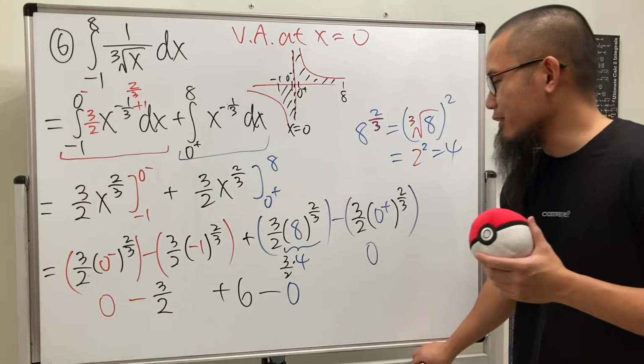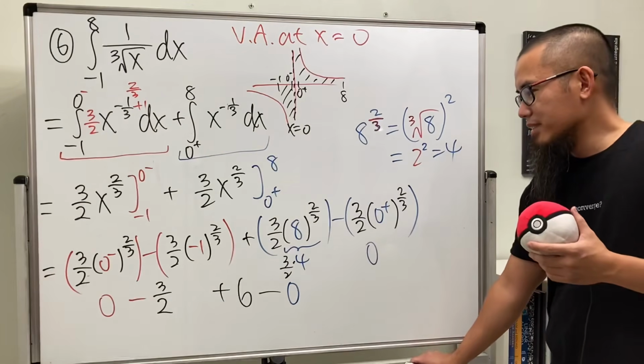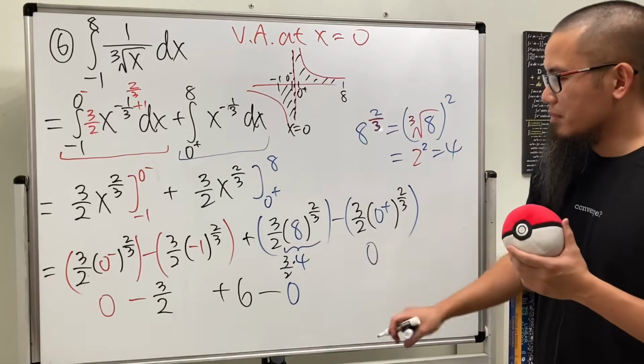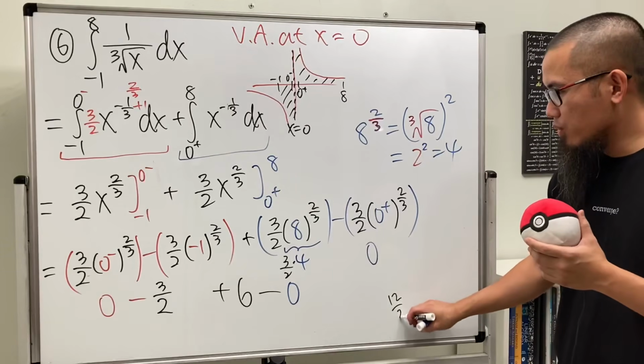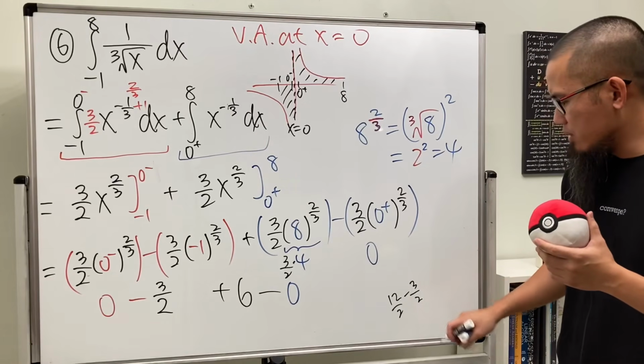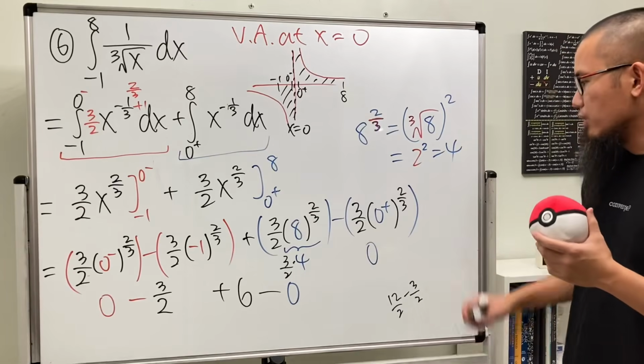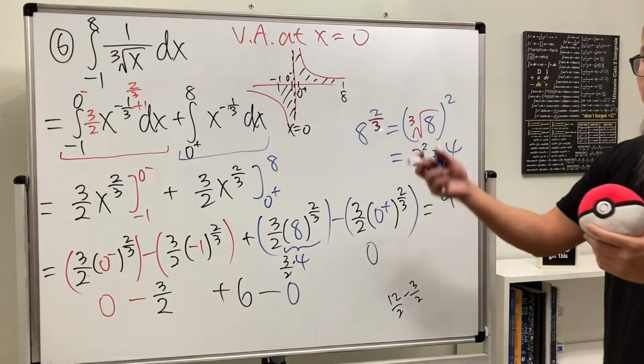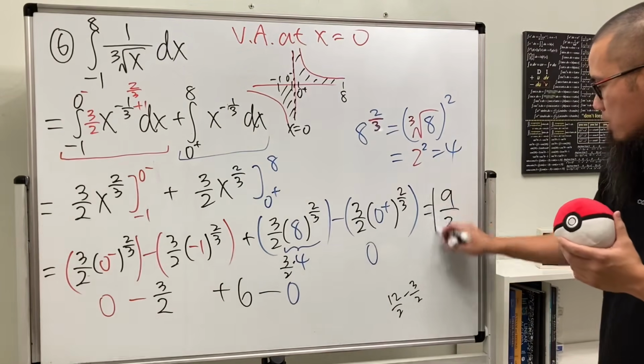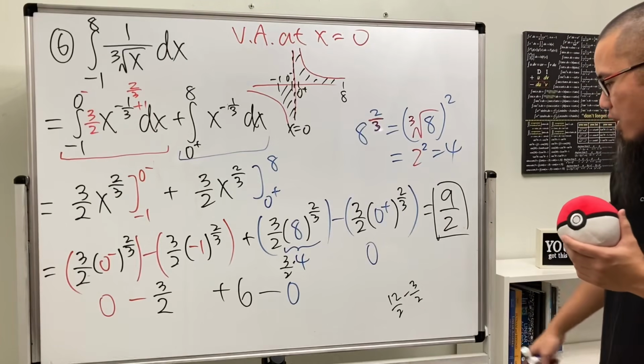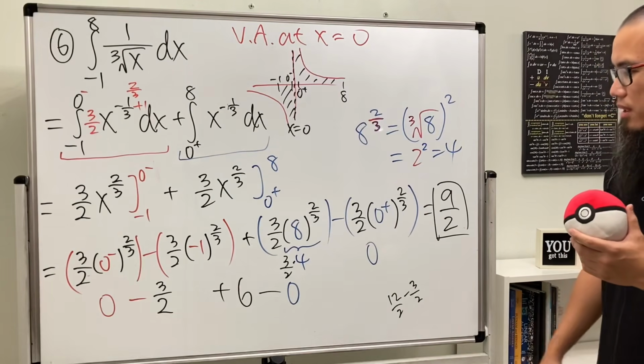Man, this has a lot of fractions. All right, so finally, you just do 6 minus that. So it's 12/2 minus 3/2, which is 9/2. So altogether, this right here converges to 9/2. I hope I didn't add or subtract the fractions wrong.